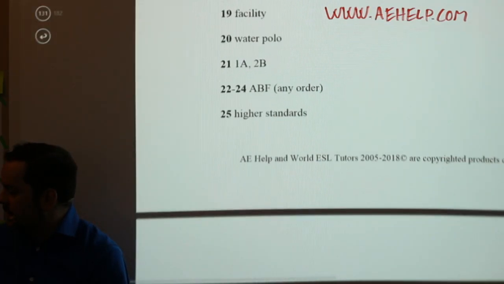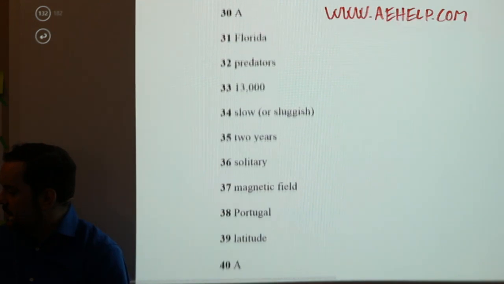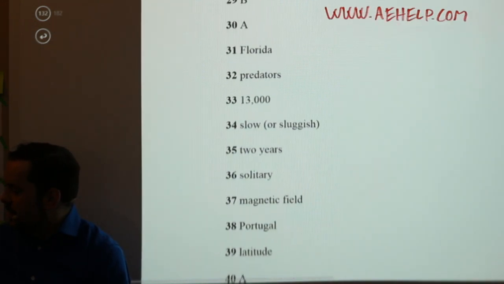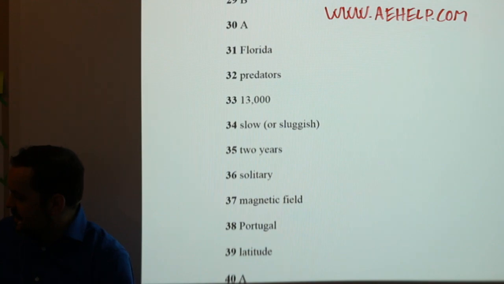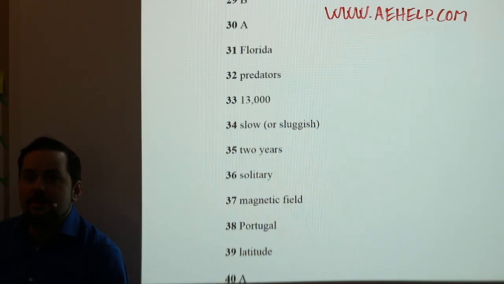Print it out here. Number 31, Florida, as you can see it there. Number 32, predators. Number 33, 13,000.